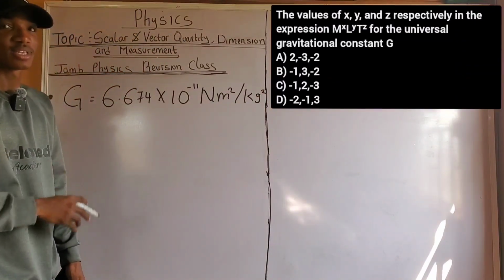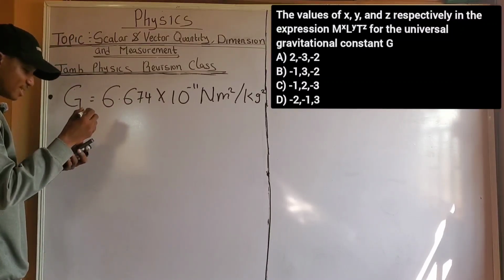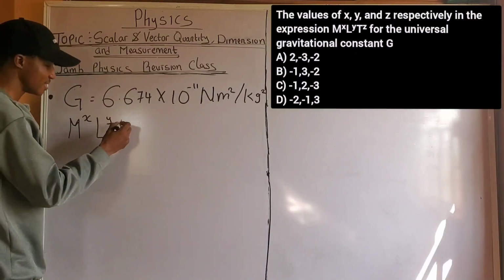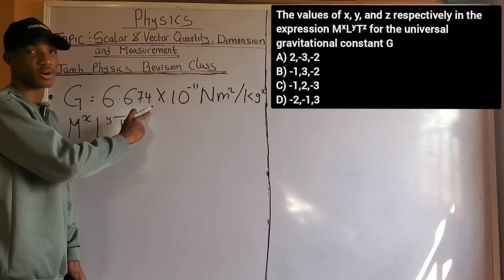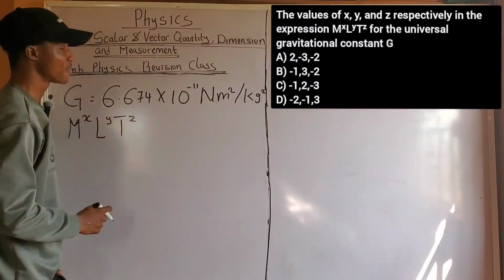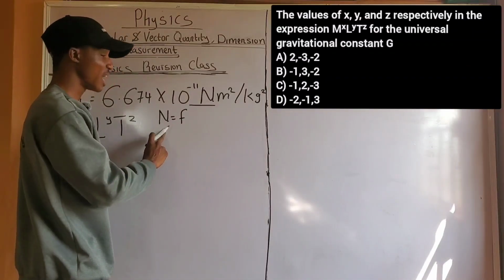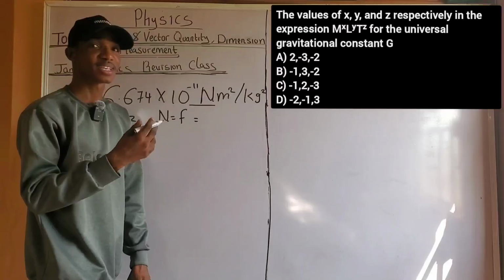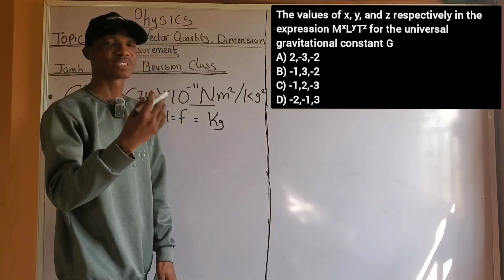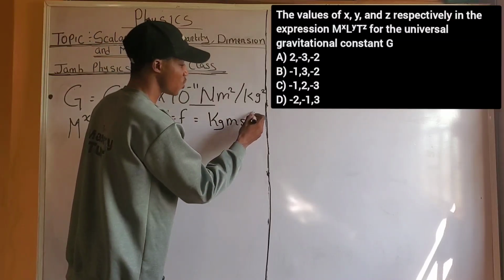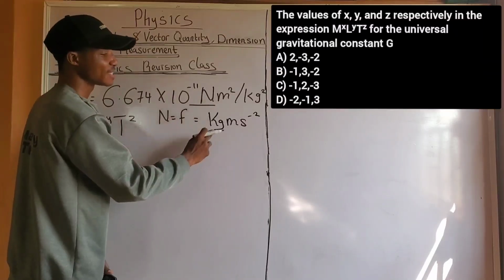This is it, right? Now listen to me carefully. M raised to the power of x, they give us this, L raised to the power of y, and T raised to the power of z. We are asked to find the value of x, y, and z that suits this constant. Are you getting it? Now, do you know that Newton is in force? The unit of force is Newton, right? And force is the product of mass and acceleration, right? And mass is in kilograms. So I'm going to have kilogram, and acceleration is what? Meter per second squared. So I'm going to have meter per second squared. Okay? Now, it is this unit. I'm going to replace this N as kilogram meter per second squared.